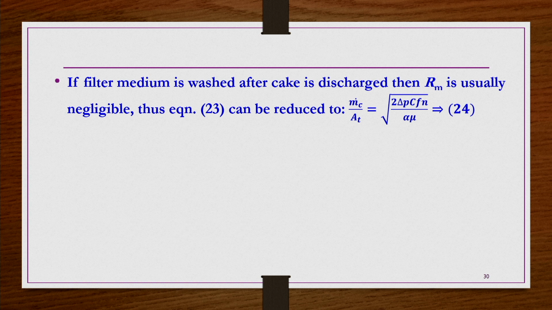If the filter medium is washed after the cake is discharged, then whatever filter medium resistance Rm is there is usually negligible. Then from equation number 23, if you strike off the Rm terms, you will have m dot c by A t is equal to square root of 2 delta p c f n by alpha mu.